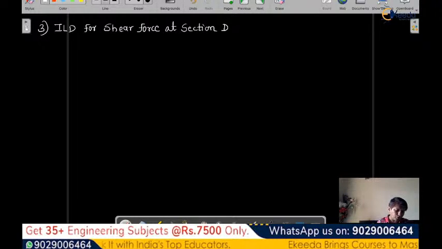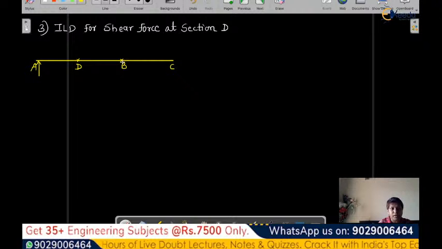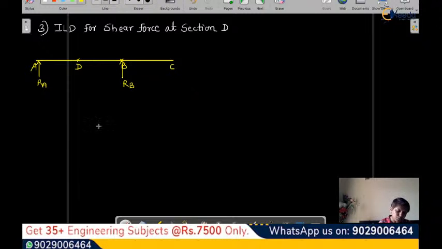Here, when we want the influence line diagram for shear force at section D, again we are going to refer to the same diagram. So our diagram goes like this. This is a beam. I'll draw a little small diagram over here. This is A, this is B, this is C. Now there is a point D. This is RA, this is RB. So this is our beam, and BC is the overhang.